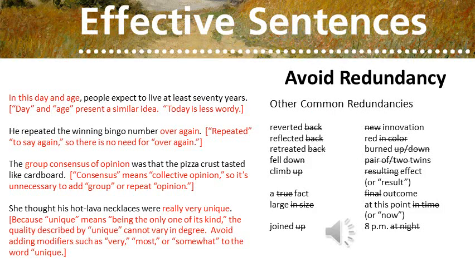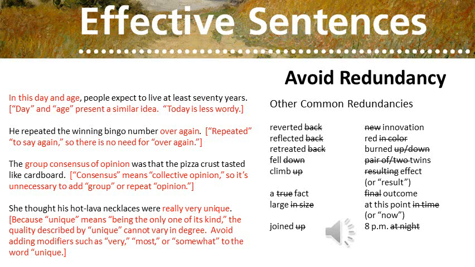Okay. You also want to avoid redundancy in your sentences. And this is another thing that I see a great deal in freshman composition papers. In this day and age, people expect to live at least 70 years. Day and age are the same idea. Why not just say today? Today, people expect to live at least 70 years. That's perfectly fine. If you think that it sounds better to say in this day and age, believe me, it doesn't. If you think you're unique in using that, you're not. Okay, I'm just telling you this from personal experience.